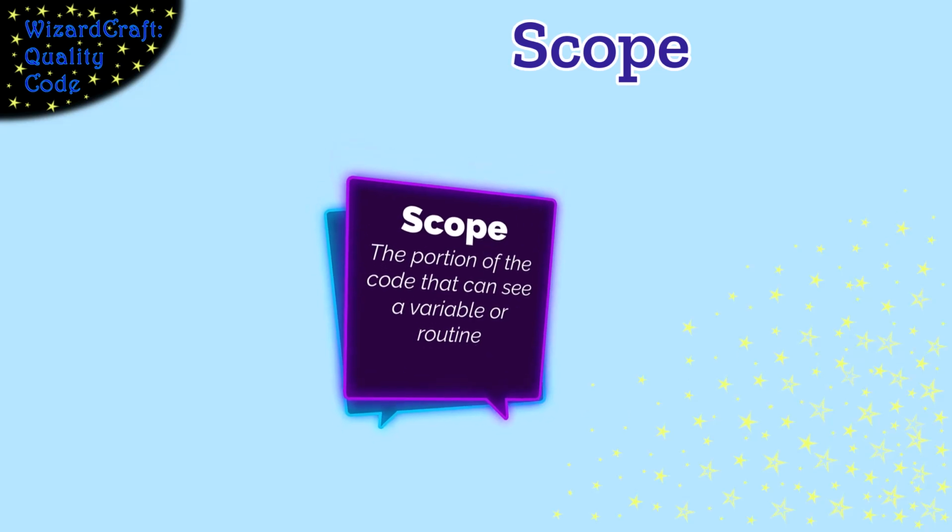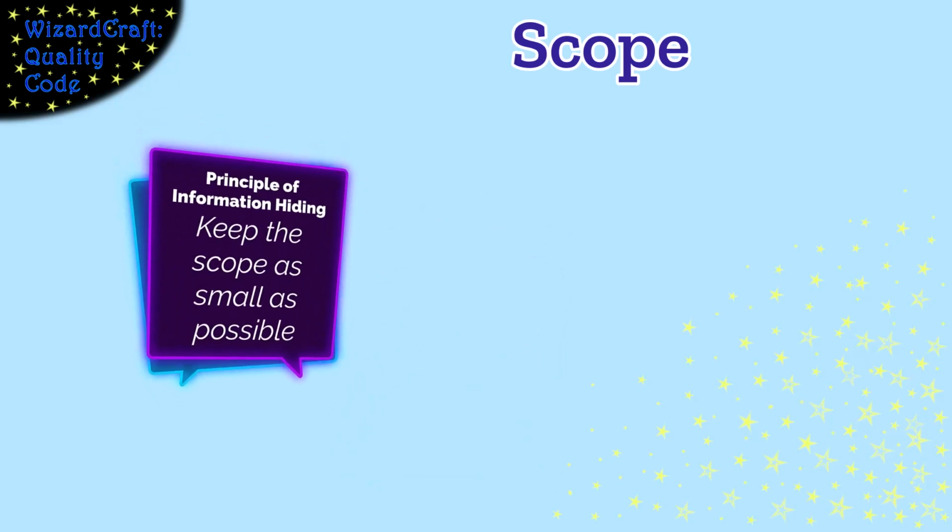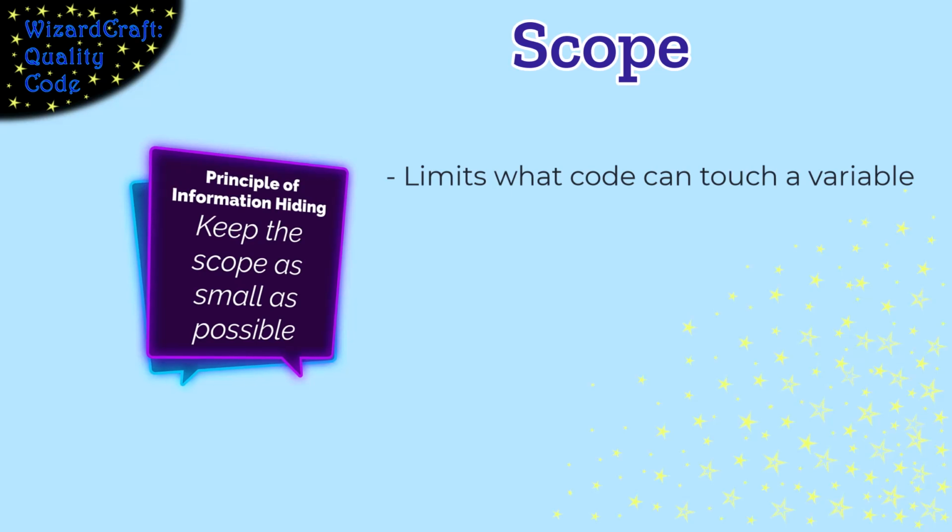Scope is the portion of your code that knows a variable exists, so it's a measure of the structure of your code. The principle of information hiding says that we want to keep the scope of a variable or a method as small as possible. This limits which code can mess up a variable, and therefore limits the portion of the system where you have to go to look for bugs.